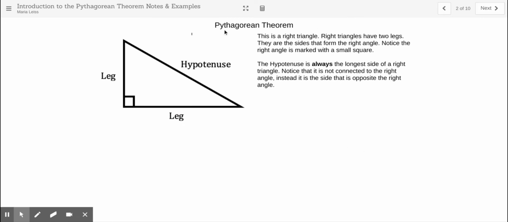Here's what we have. In task 5, we learned about something called the Pythagorean theorem. Pythagorean theorem involves only right triangles. On this picture, you can see I have a right triangle. It's got a right angle and it's got 3 sides. Now, the right angle is always marked with a little tiny square.